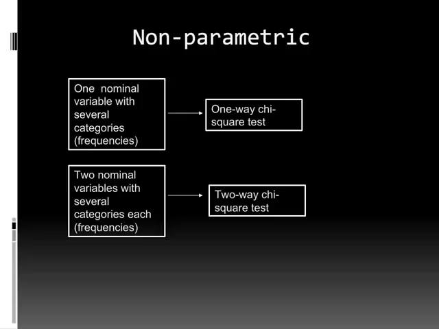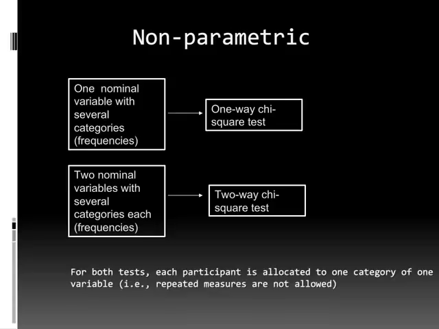In our current example of a two-way chi-square test, we are asking whether personality type A or B is independent of gender, male or female. It is important to note for both tests, each participant is allocated to one category of one variable. Repeated measures are not allowed.